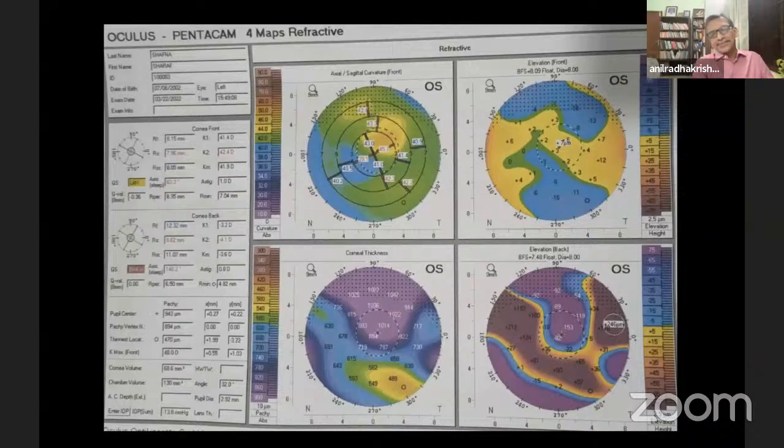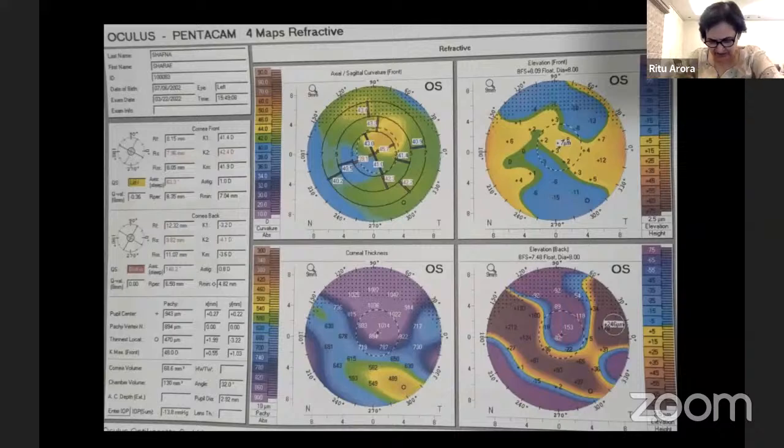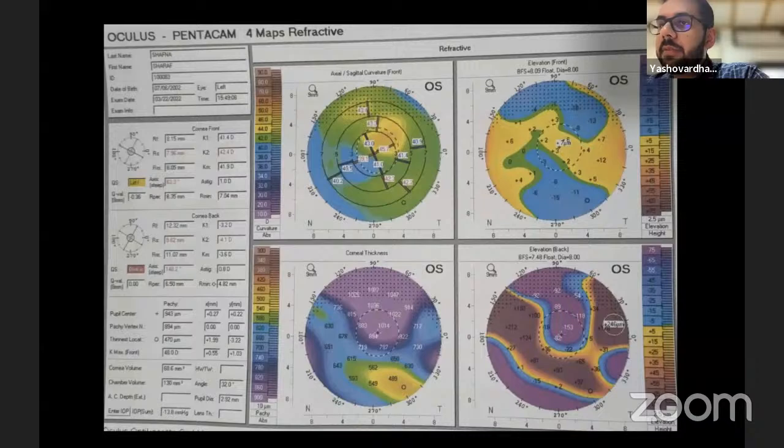Okay, carry on. Tell quickly, brother, it's the whole night. Front elevation is showing an elevation of plus 7 micron at the center of the central 3 millimeter, and it is showing a depression superiorly and inferiorly. So that means the central part of the cornea is a bit elevated, and superiorly and inferiorly it's depressed. Back elevation, coming to back elevation, it is minus 153 at the center and minus 53.